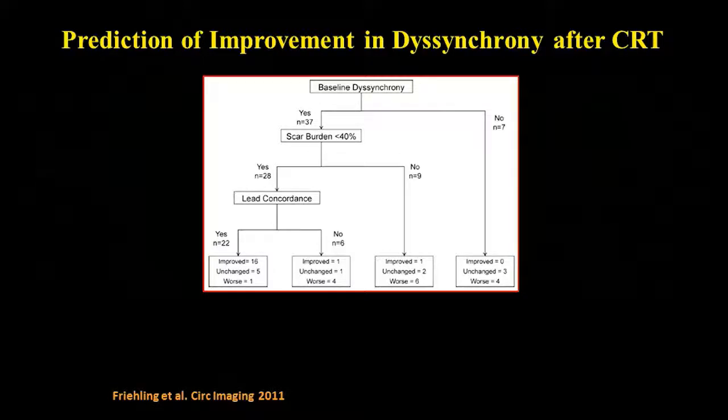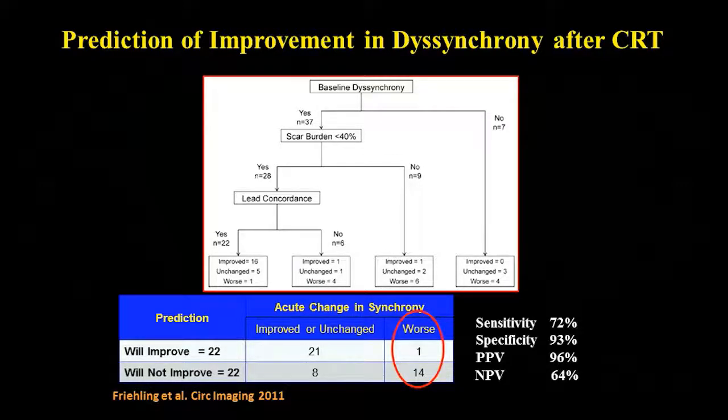So baseline dysynchrony was one predictor, scar burden was a second, and the third predictor was lead concordance with the site of latest activation. Is the left ventricular lead positioned at or close to the site of latest activation, as we just saw on SPECT? You can identify the site of latest activation from the pattern of contraction. The authors found that if you met all three criteria, you had a positive predictive value of 96% to predict improvement or no change after CRT, compared to worsening after CRT.